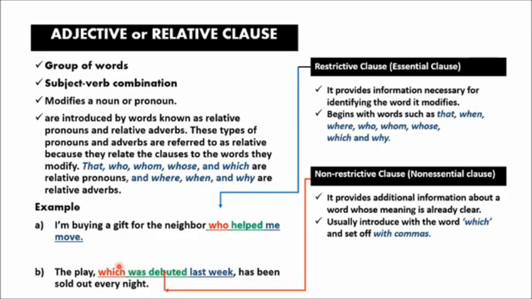This is called a non-essential clause because we can always remove this one from the sentence and the sentence will be the same, or it has the same meaning. When we remove a non-essential clause from the sentence, it cannot alter its meaning. That's why it is called a non-essential clause.